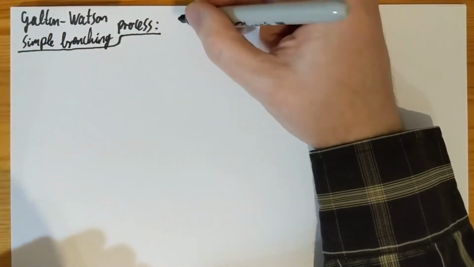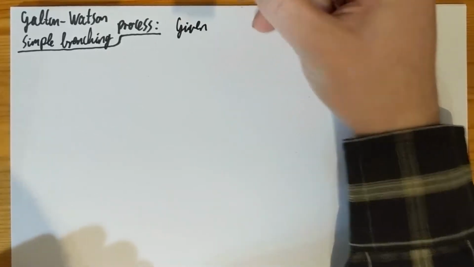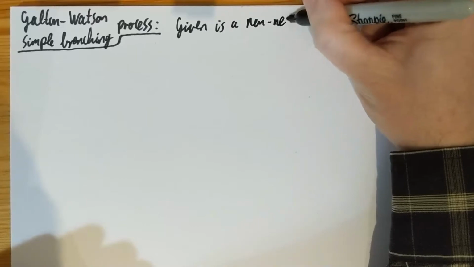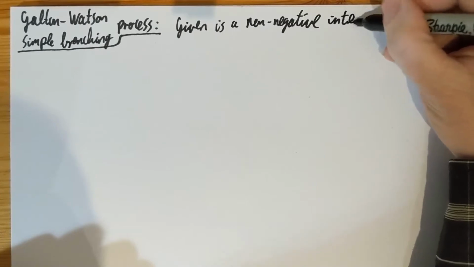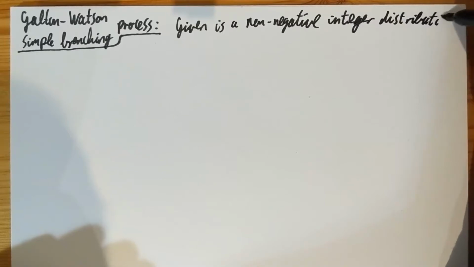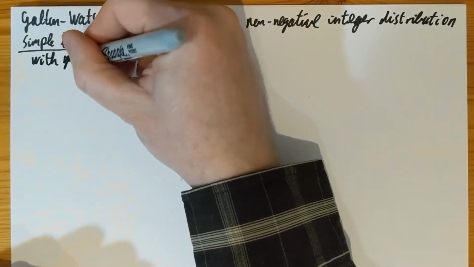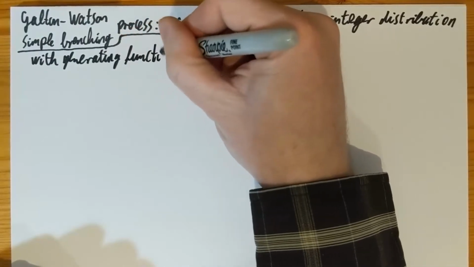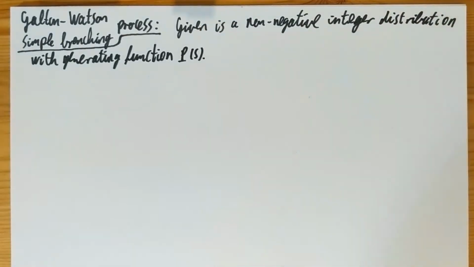So the ingredient is essentially a non-negative integer random variable. Given is a non-negative integer distribution with a generating function P of S. That's the most essential ingredient.